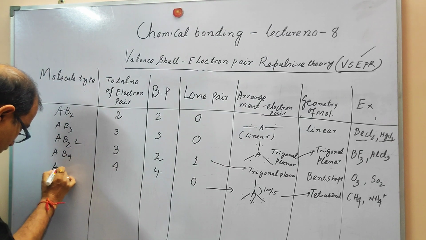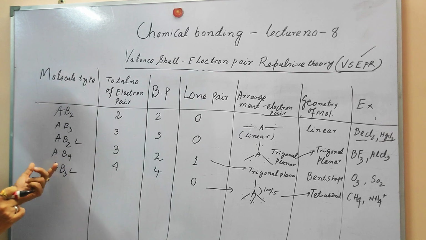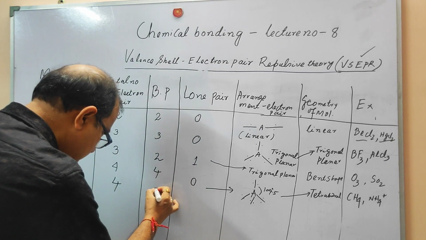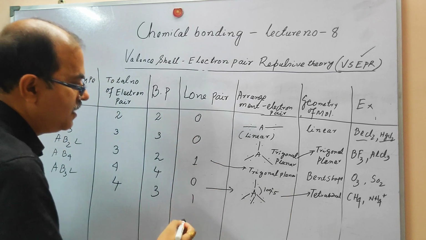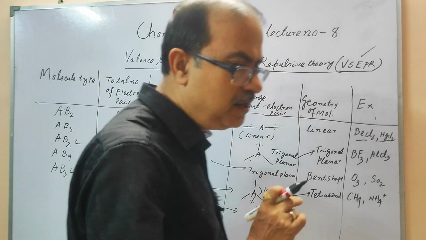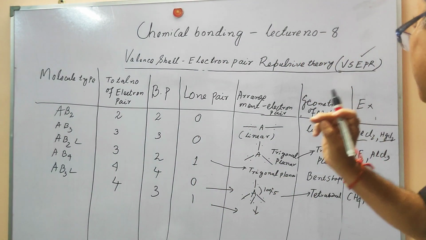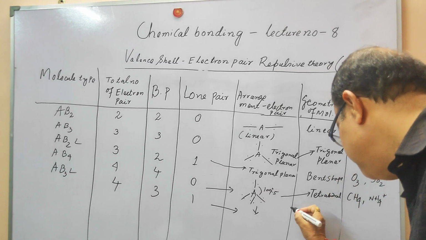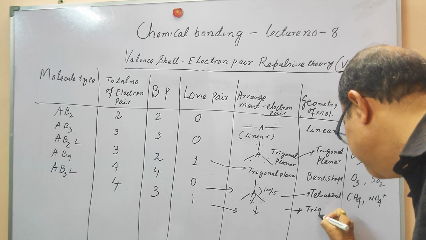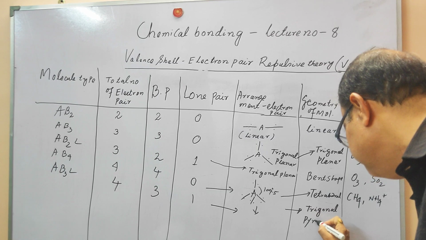Now suppose in this molecule AB3L, you can see one lone pair is there. The total electron pair is 4, the bond pair is 3 and the lone pair is 1. At that time the arrangement of the electron pairs will be tetrahedral, but the shape of the molecule will be different. The shape of the molecule will be trigonal pyramidal.